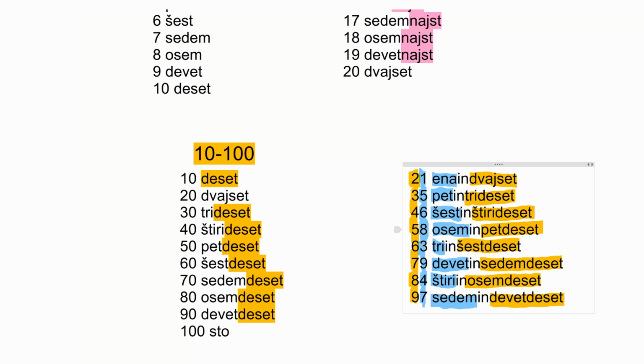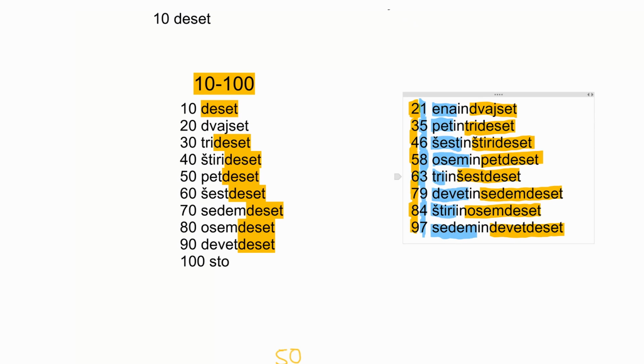Here we have 50 and 8. Awesome. 8 in 50. Here we have 60 and 3. 3 in 60. Here we have 70 and 9. 9 in 70. Here we have 80 and 4. 4 in 80. Here we have 90 and 7. 7 in 90.